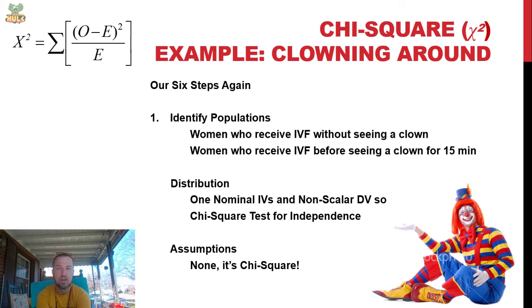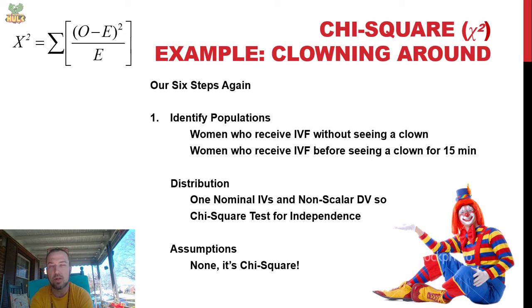Okay, so our 6 steps. First step is to identify our populations. One population would be women who receive in vitro fertilization without seeing a clown, without being in that uplifting positive mood afterwards. Compare them to a population of women who receive in vitro fertilization, but do then see a clown for 15 minutes of uplifting entertainment.